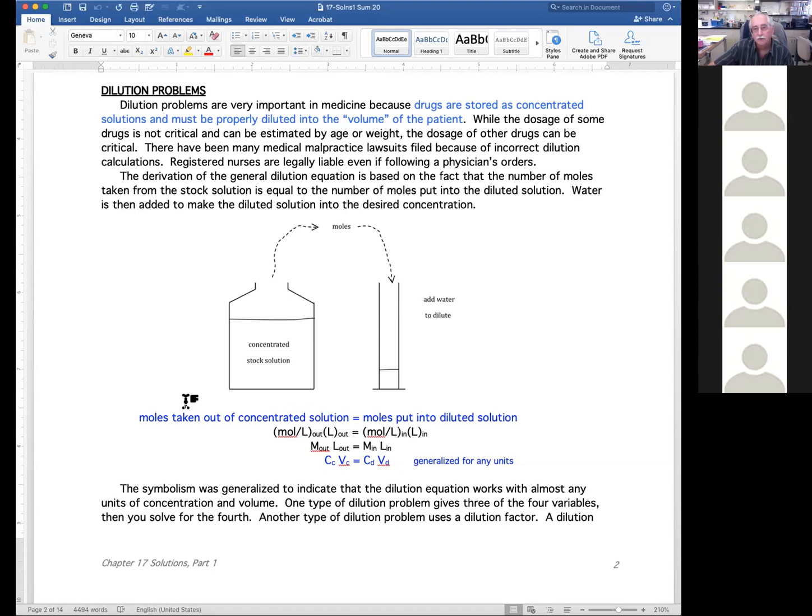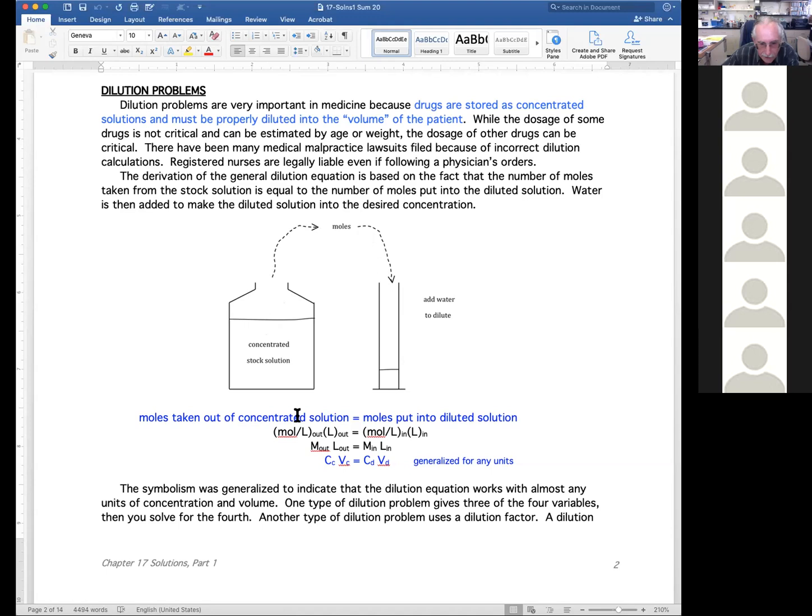So anyway, I'm going to go through where the dilution equation comes from. So here's a concentrated stock solution. And here's something that we're going to dilute by adding water to it. So notice how simple this is. The moles that I take out of here is equal to the moles that I put in here. And then I'm just adding water. So it gets diluted, right? Less concentrated.